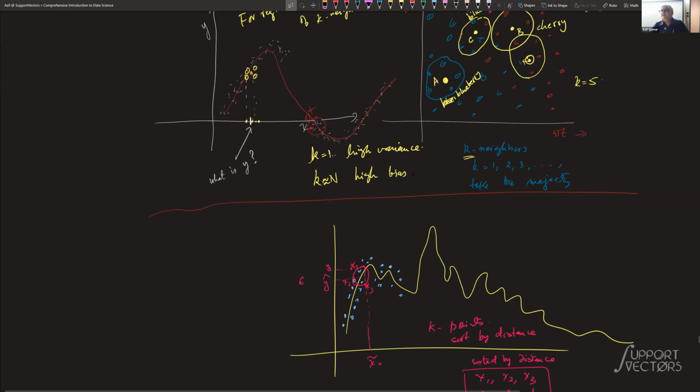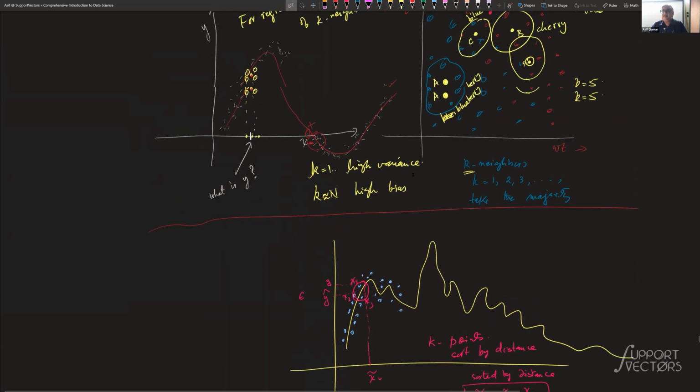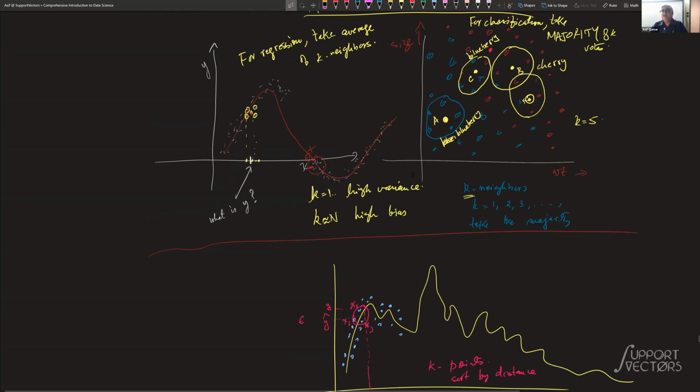You have to run it again and again. If there were some method that we need not have done that, we could have arbitrarily picked some k, and more or less the regression and classification would be robust against small changes in the value of k. That would be good.